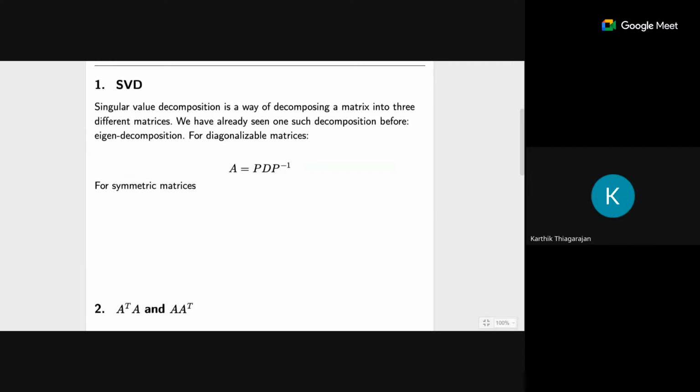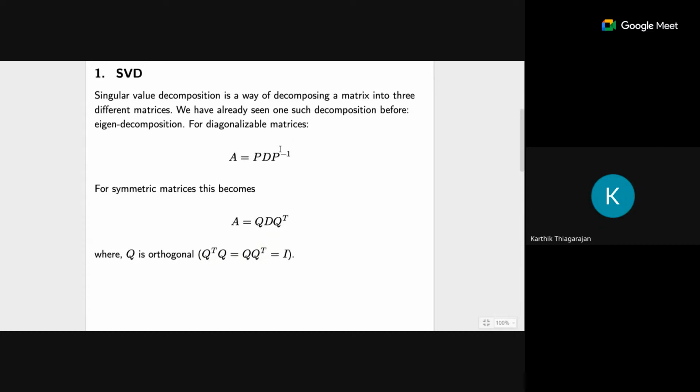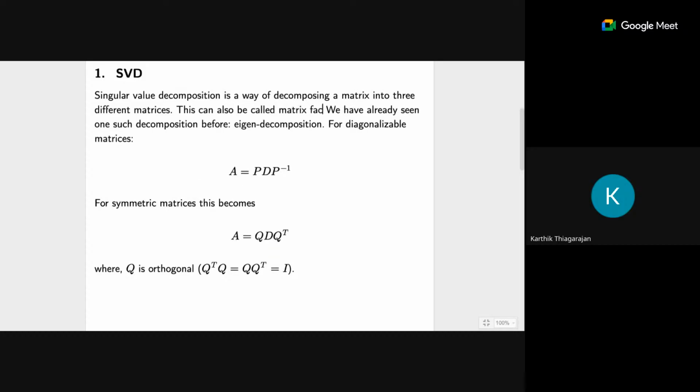We also looked at one more special version of this for symmetric matrices. I'll only do real matrices in today's session. For symmetric matrices, this becomes specifically A equal to QDQ transpose, for some orthogonal matrix Q, meaning Q transpose Q equals Q Q transpose equals I. So these are two decompositions we have seen. You can also call this matrix factorization.